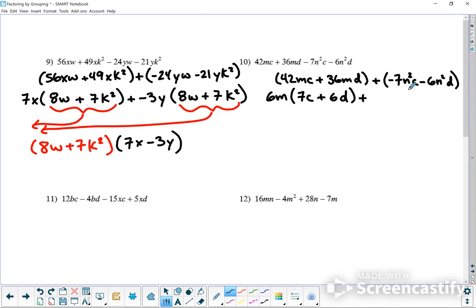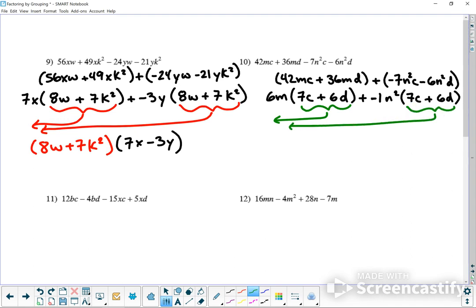Plus, and then I think I'm going to go ahead and factor it out. Doesn't look like they have anything common, so I'm going to factor out negative 1. And they both have n squared, so I'm going to go n squared. Right? So that's going to leave me with 7c plus 6d. And actually, that matches up as well. So I'm going to take this out, which means I'm taking out 7c plus 6d because they both have it. And left over is going to be the 6m minus n squared. You can put the 1 if you like.